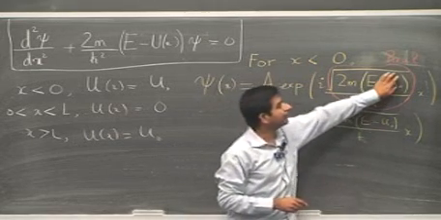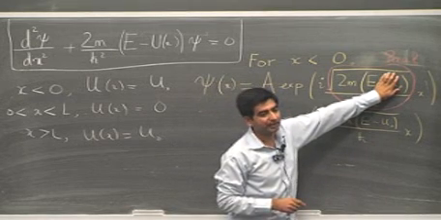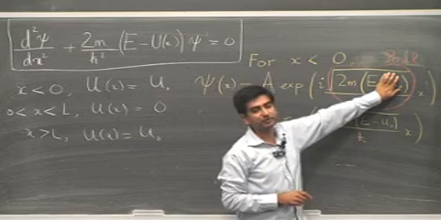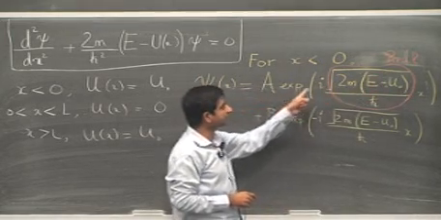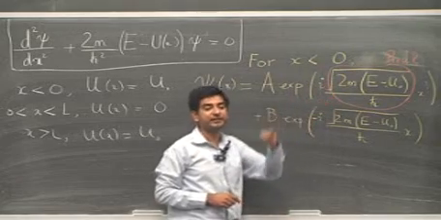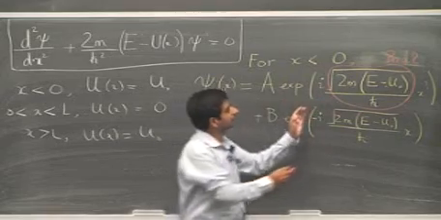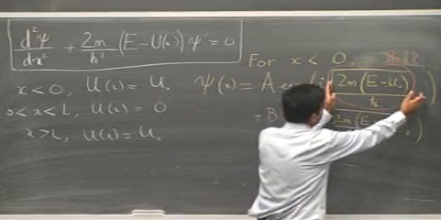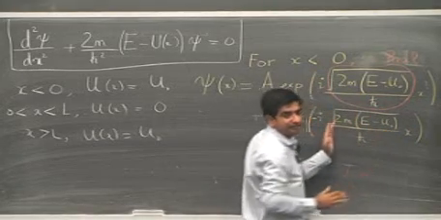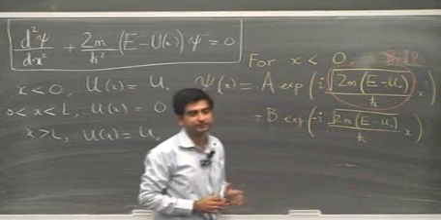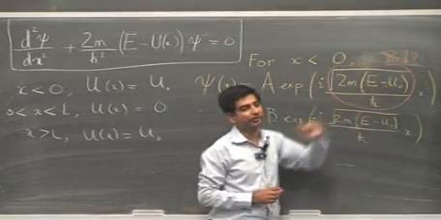If U naught were equal to 0, as it is in region 2, then this would be the solution. And the solution, since it's exponent iota something, is oscillatory. This can be expressed as cosine of this times x plus some coefficient times sine of this times x. It's an oscillatory function only because E is greater than U naught.